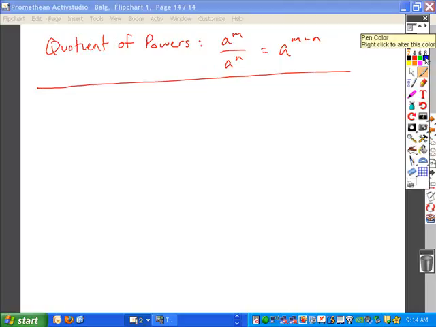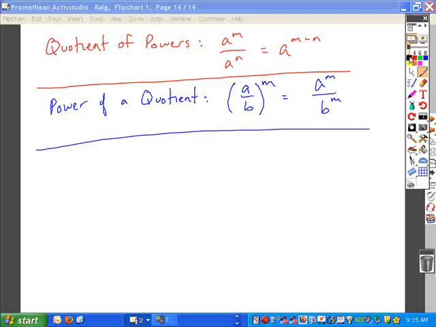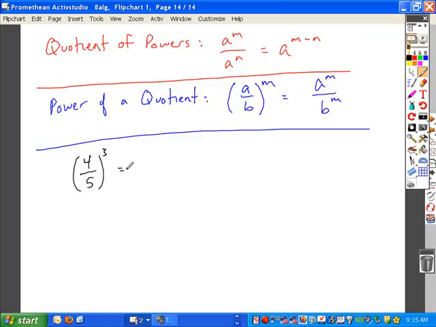The next rule is the power of a quotient. And this one is very similar to the power of a product rule. And that is, if you have a fraction and a power applies to the fraction, that power can be applied to each individual base of the numerator and denominator separately. Okay, so if I gave you something that looked like this, 4/5 cubed is equivalent to cubing the 4 and cubing the 5 independently, and then simplifying whatever would come from that.